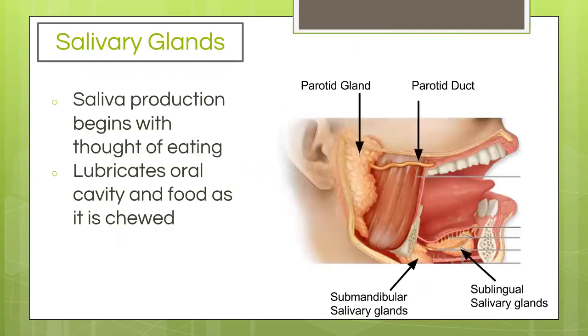Here are the three salivary glands that we have. You have your parotid gland, your submandibular, and your sublingual. They produce liquid fluid that helps lubricate your oral cavity and produces enzymes to start breaking down the food that you're eating. So you could say that digestion begins in your oral cavity.